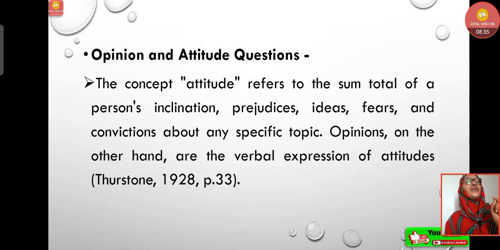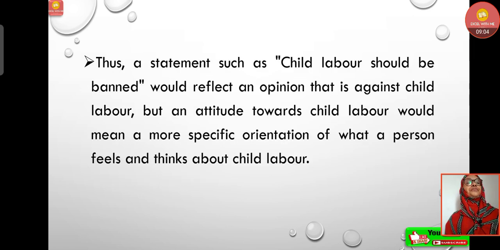The concept of attitude refers to the sum total of a person's inclinations, prejudices, that means judging people beforehand, unknowingly. Also, we judge people by just having one look. Ideas, fears and convictions about any specific topic. Now, opinions on the other hand are the verbal expression of attitudes. Thurstone gave this meaning: opinions are the verbal expressions of attitudes.